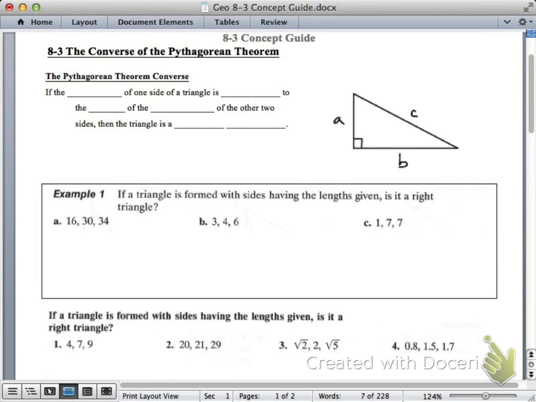All right, here we go. Section 8.3, the converse of the Pythagorean theorem.